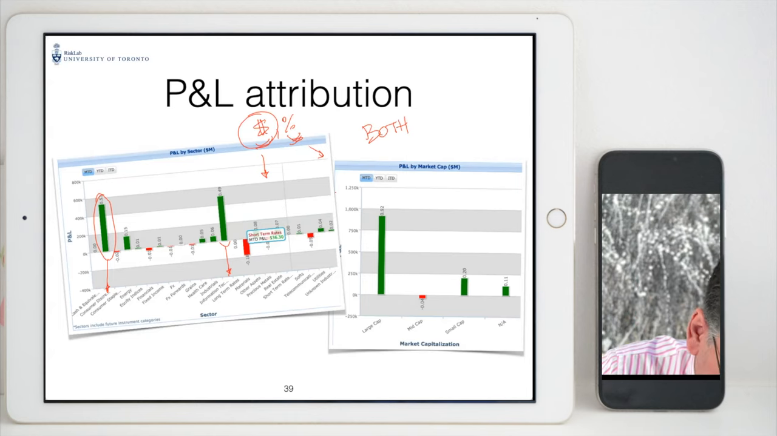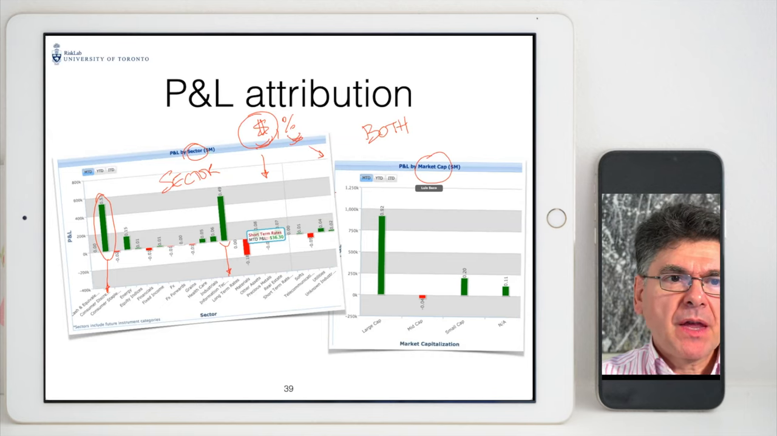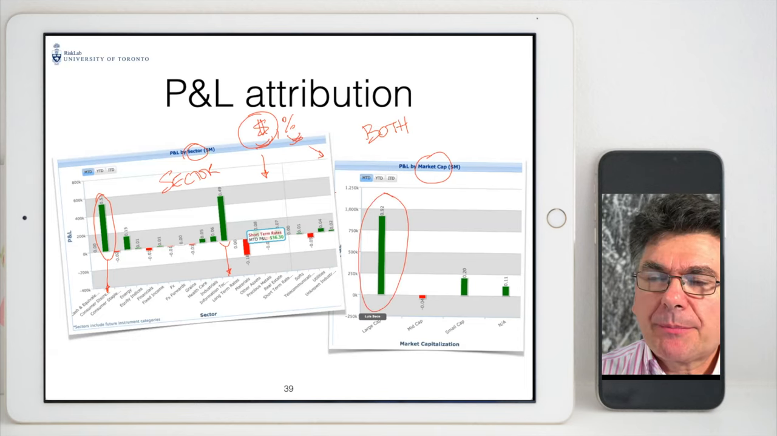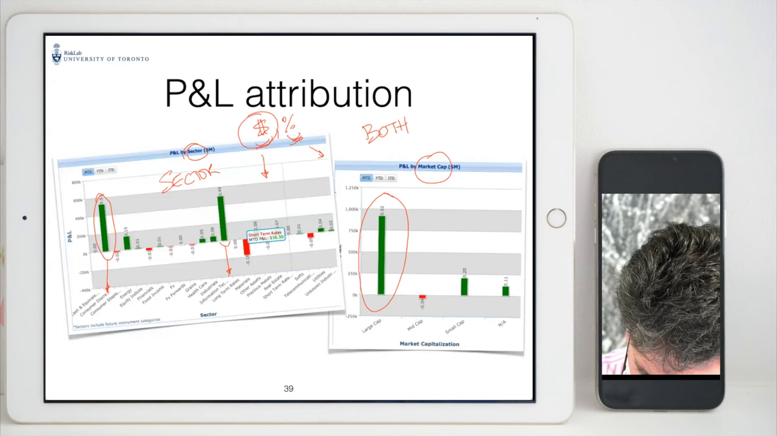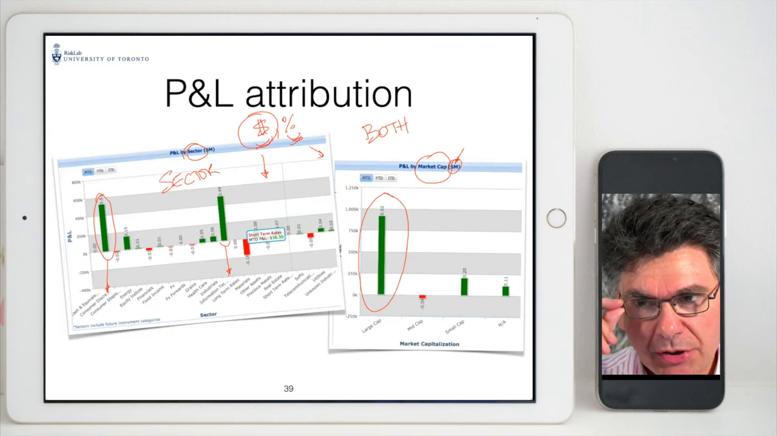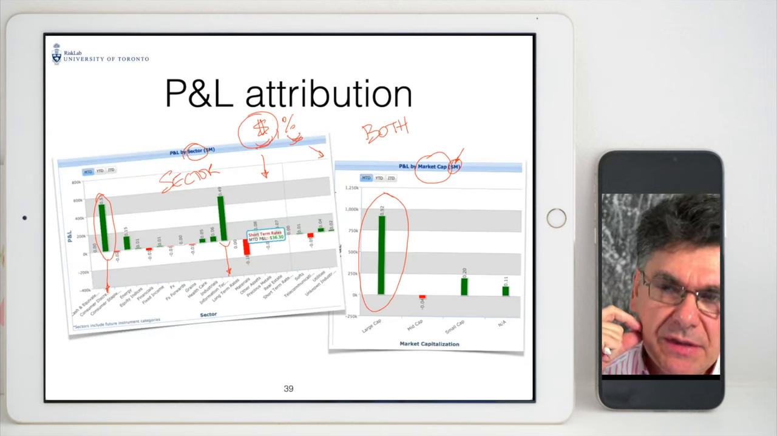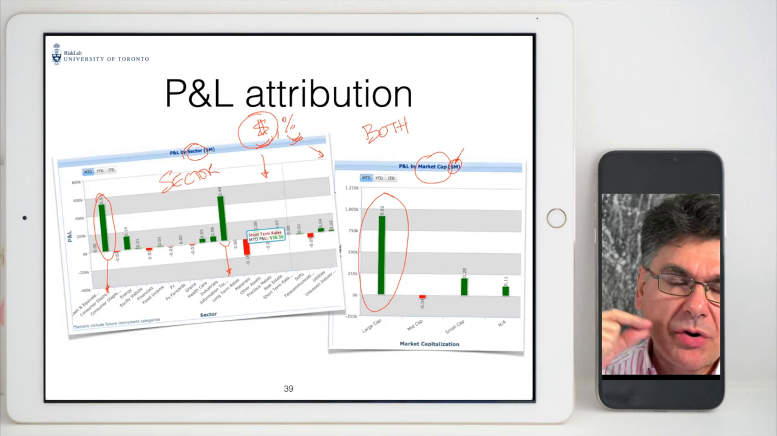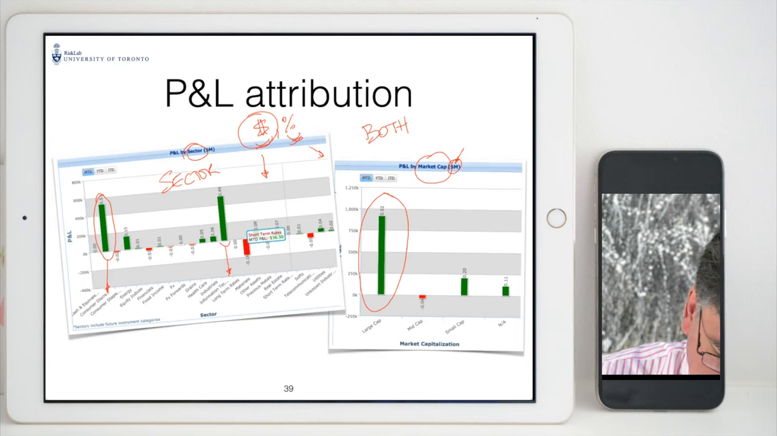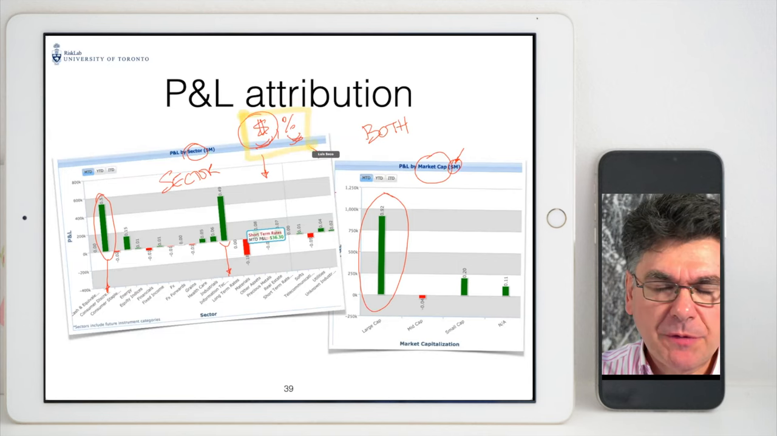Okay? And you can do this by sectors, as we have here. Or you can do this, for example, by market cap. Market cap is which of these companies are large, which ones are small. So for example, here you can see that most of your money is coming from the large cap. But if I don't tell you that this is the attribution in dollars, how do you know if this is a very big amount because I invested a lot of money, or because this was a very profitable sector? You don't know. That's why you have to look at both. Okay? So my recommendation here is when you do this attribution, you have to look at both. They give you different information.